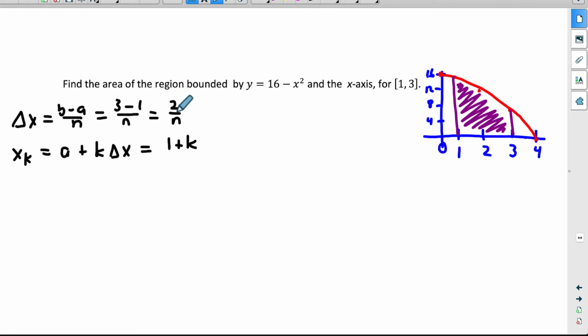We just figured it out right here. X is 2 divided by n. So we can simplify this a little bit. We still have the 1, but now if I multiply here, I get 2k over n. Okay, so these are two very important pieces of the formula. So let me write the whole formula down now.